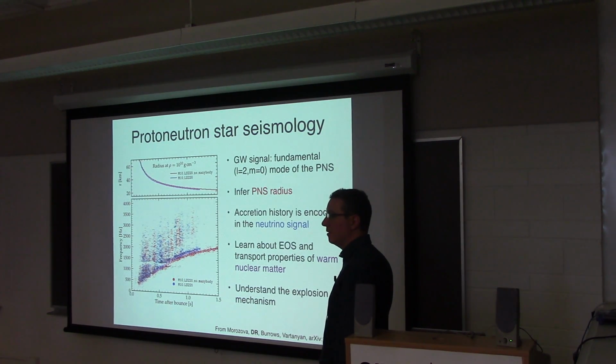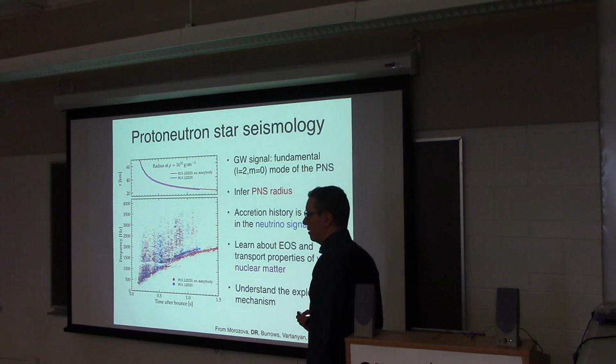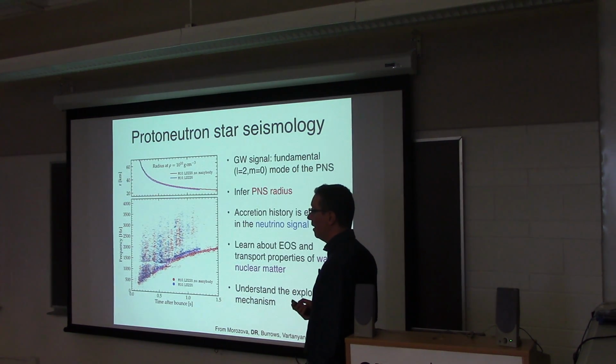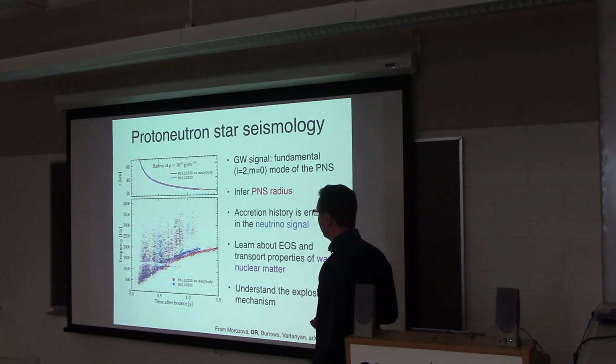Oh, I see. Yes, this is a good point. Indeed, this mode is actually the fundamental mode. So there is no radial node. So it's an F mode. It's the F mode of L equals 2, M equals 0. Yeah, so it's a quadrupolar mode.